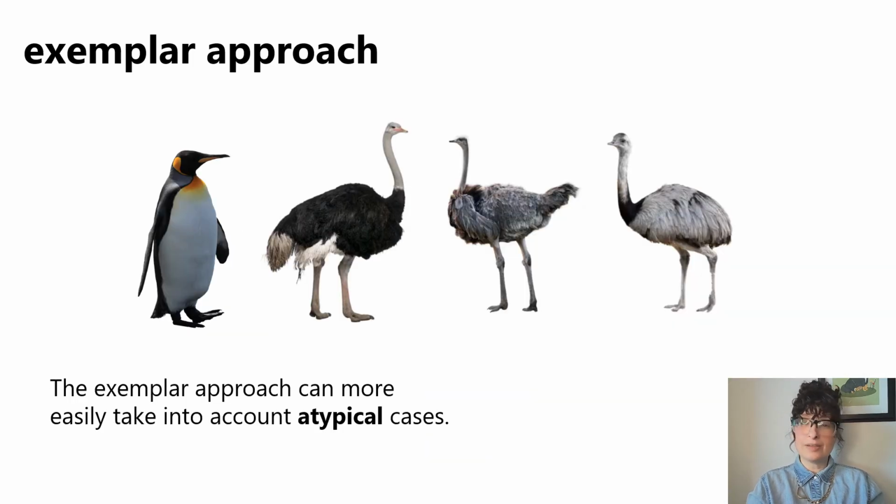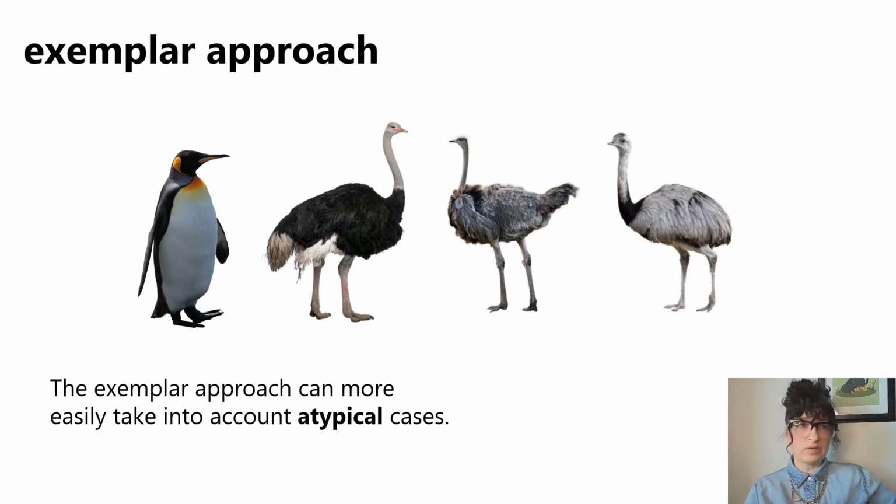The advantage of the exemplar approach is that it can more easily take into account atypical cases. For example, non-flying birds. Not flying would not be part of our average for birds, but we do not have much trouble recognizing these examples as birds. So how do we do that? We use exemplars. Then the question becomes, which one is right?